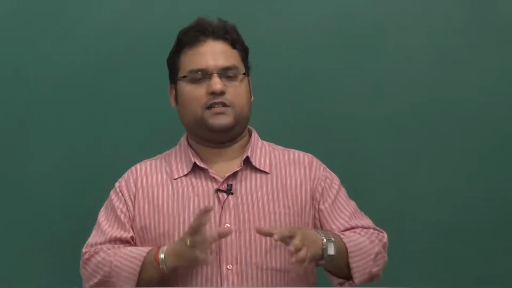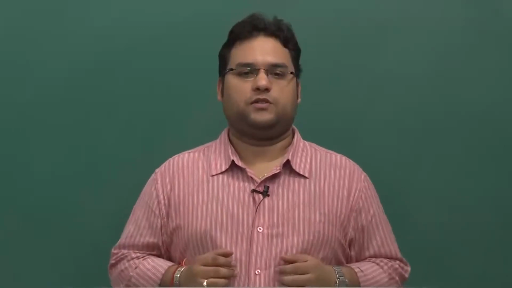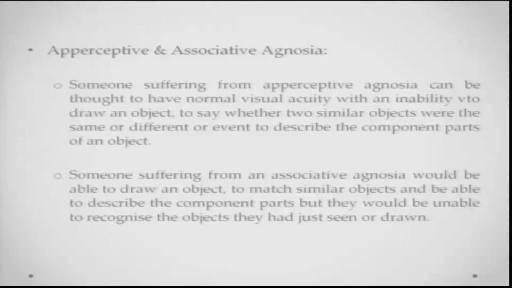Now, two kinds are proposed: apperceptive agnosia and associative agnosia. Someone suffering from apperceptive agnosia can be thought to have a normal visual acuity with an inability to draw an object, or to say whether two similar objects are the same or different, or even to describe the components of this object. So, they are not able to build the percept in the first place.